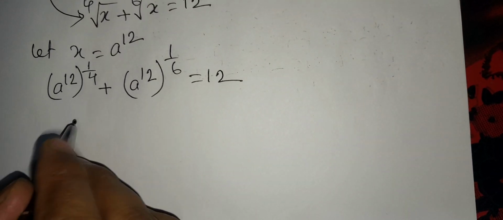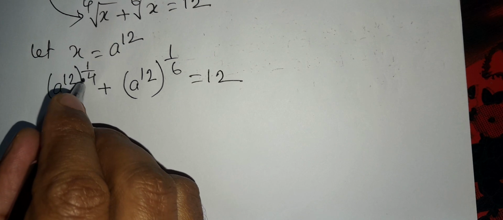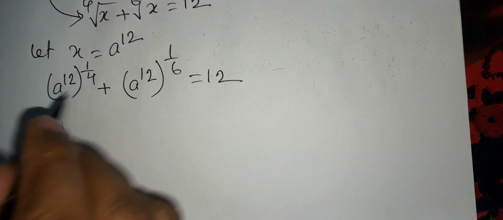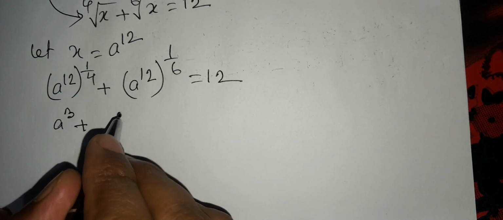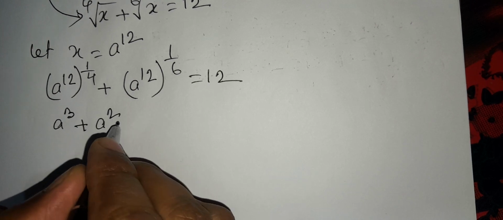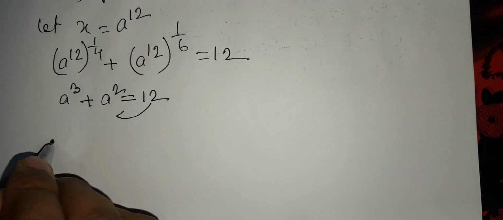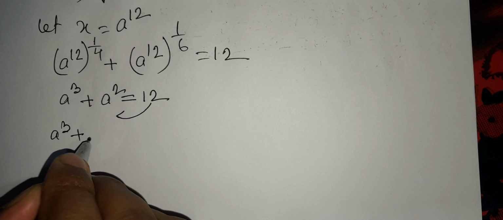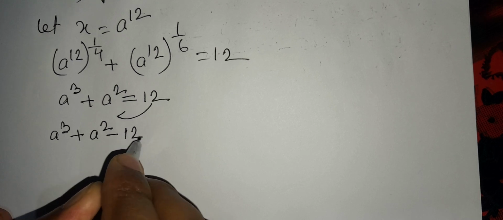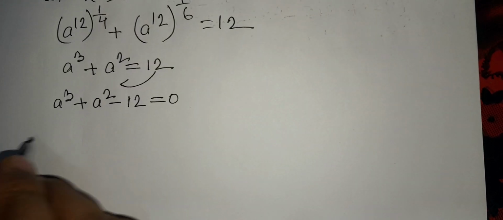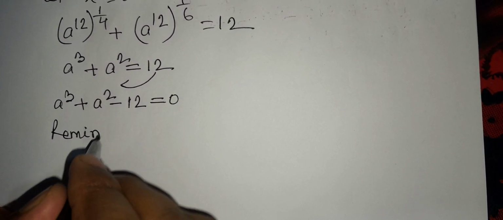Okay, and then 12 divided by 4, we get a cube, plus, 12 divided by 6, we get a square, equal to 12. Then we transfer 12 to the left side. Here we get a cube plus a square minus 12. Then we use the remainder theorem.